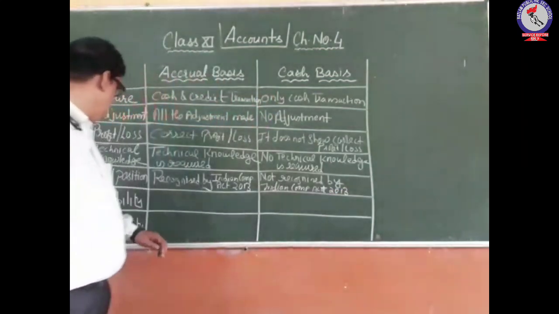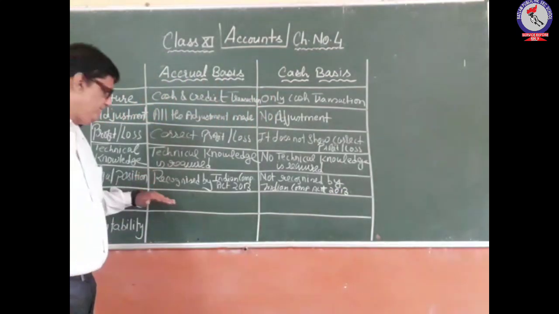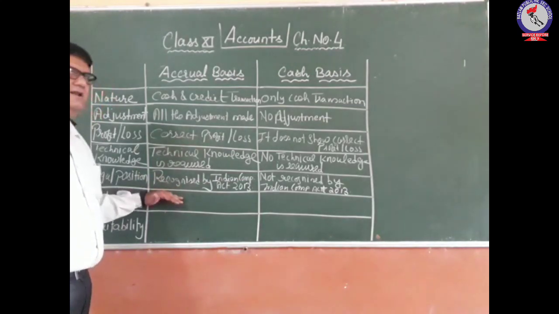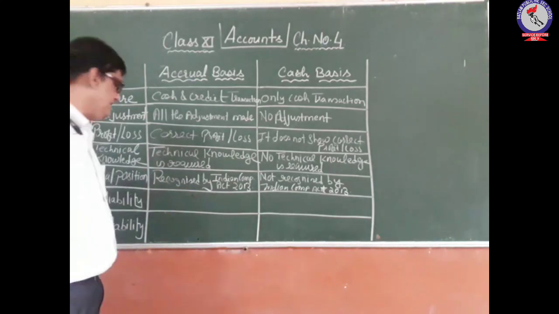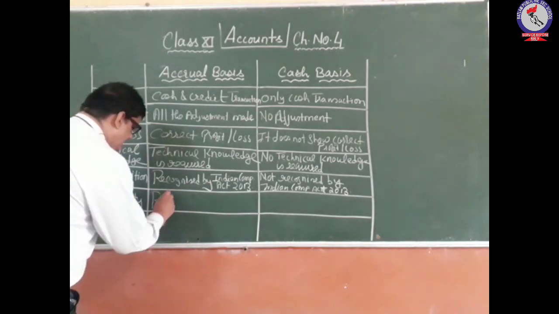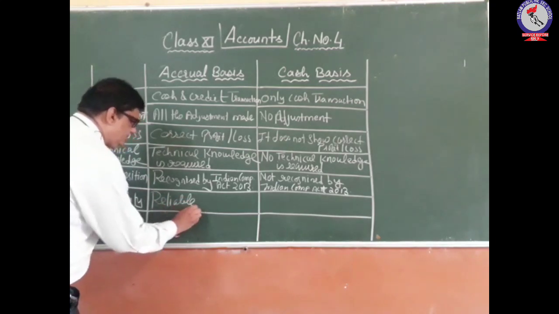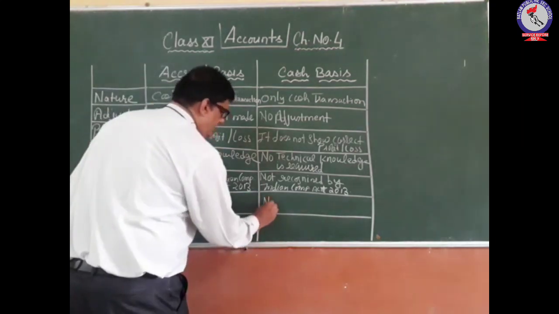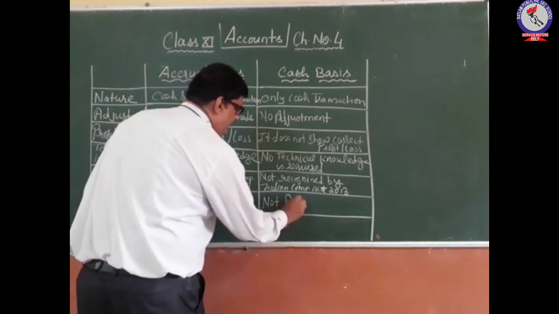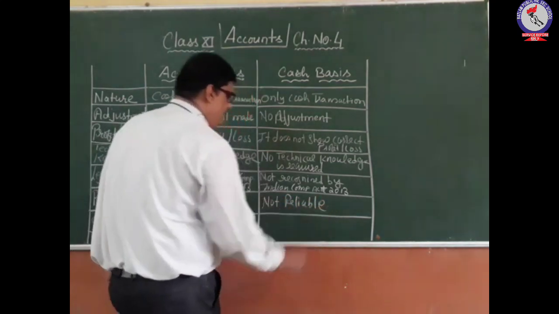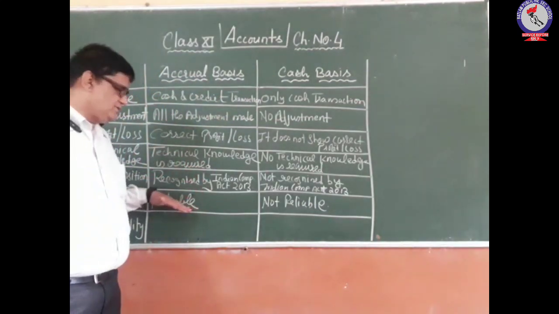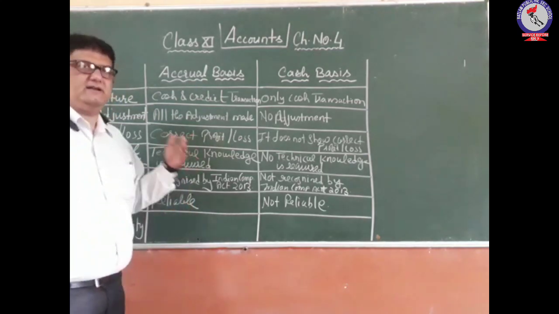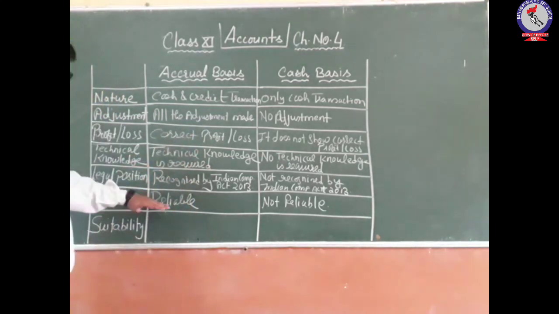On the basis of reliability, the accrual basis is more reliable because it records all the adjustment entries. And the cash basis is not reliable because we are not making use of the various types of adjustment to find out the correct profit and loss of the business. Here we make use of all types of adjustment and get the correct profit and loss of the business, so it is reliable, and the other is not reliable.